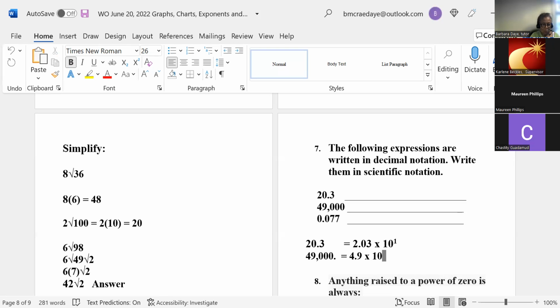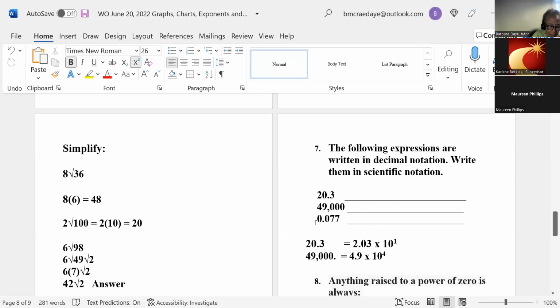And how many places did you move it? 4 places. That's it. Very good. You moved it 4 places. So then you put the power 4. Got it? I think so. So notice I moved it to the left, positive power. I moved it to the left and I have positive.